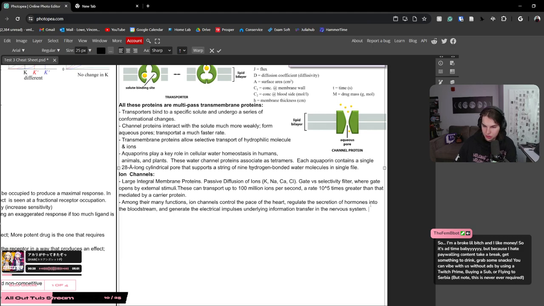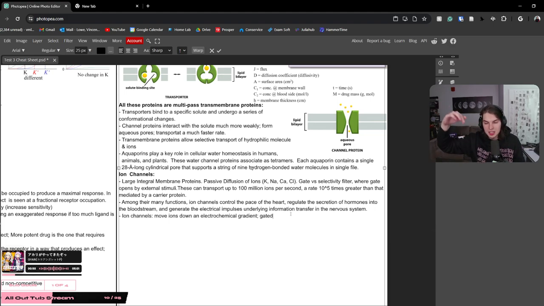So let's just do this, chat. So these again are facilitation of passive transport. They're moving down an electrochemical gradient. So what this means is because they're moving down the gradient, they're not spending energy to do so, which is really, really important. Ion channels are ion selective and fluctuate between open and closed. Yeah, that's important.